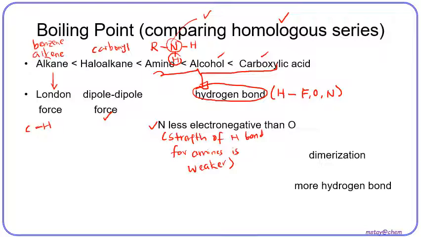Okay, then next when we compare the alcohol with carboxylic acid, both are bonded to oxygen. Then what makes them different? So it's because the carboxylic acid is able to form dimer. So when the carboxylic acid can undergo the dimerization, carboxylic acid is able to form more hydrogen bond and make the boiling point become higher.